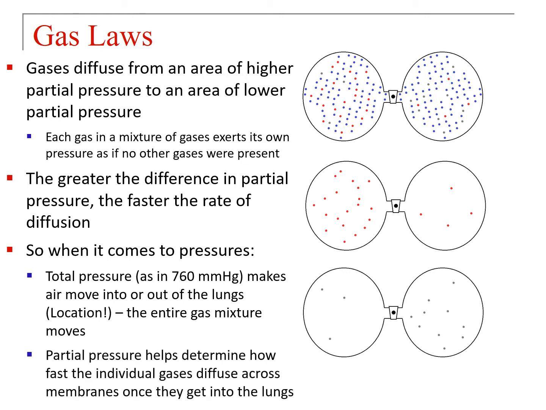Now, partial pressure determines how fast the individual gases diffuse across the membranes once you're in the respiratory area of the lungs. So total pressure moves the gas mixture to the respiratory areas. Once you're in the respiratory areas, then you have to think about partial pressure, which will help the gases diffuse across the cell membranes. We will look at this in more detail.